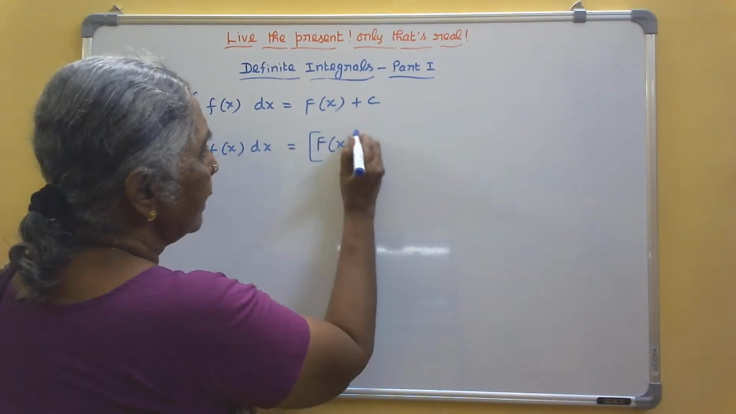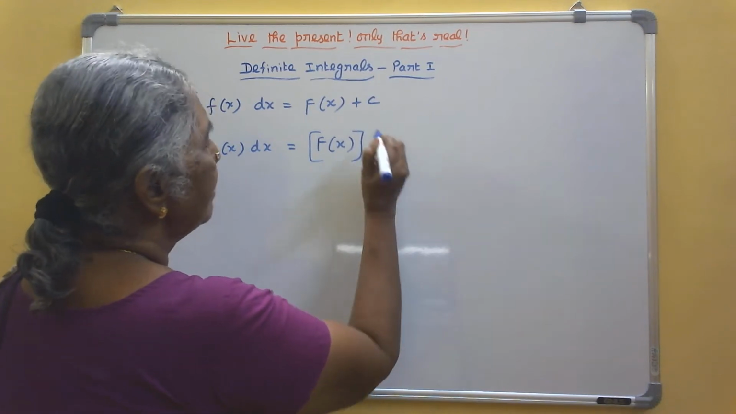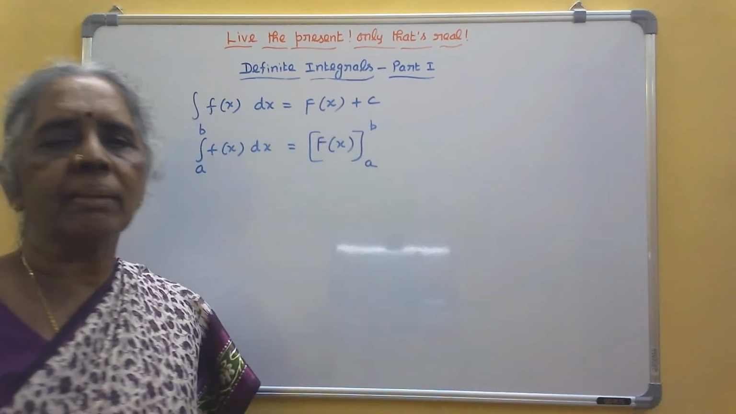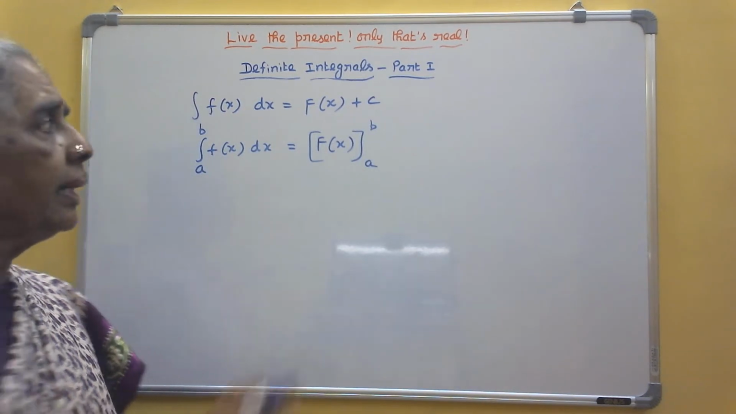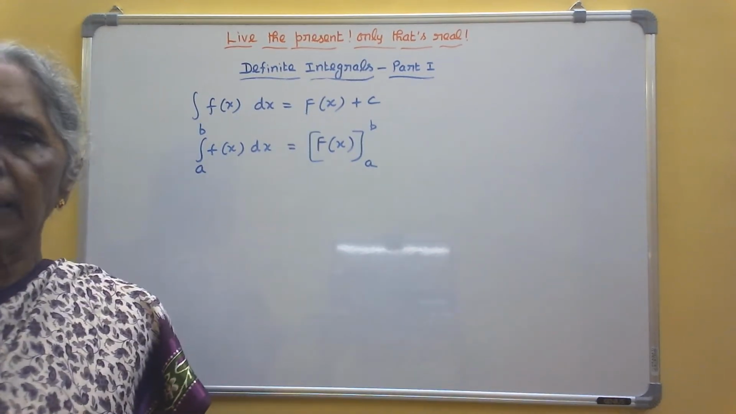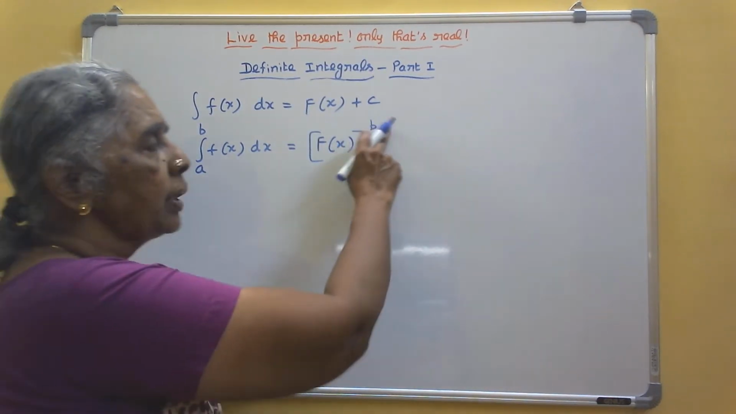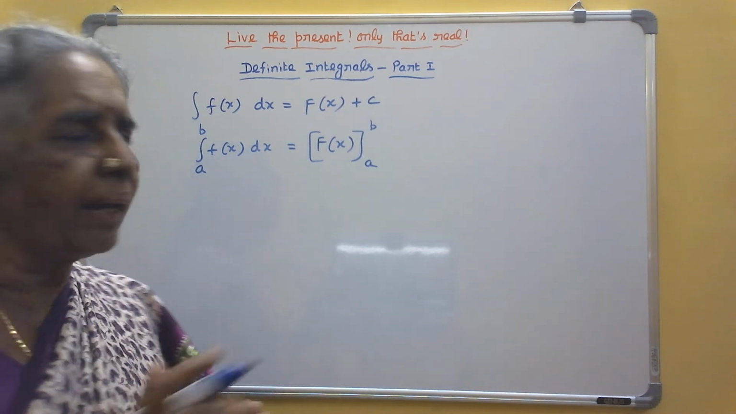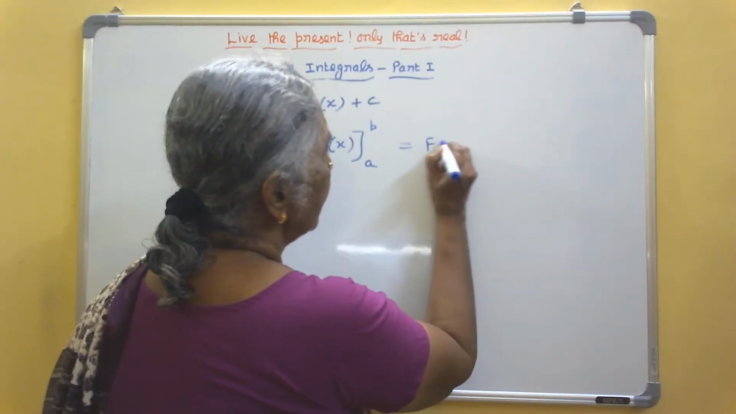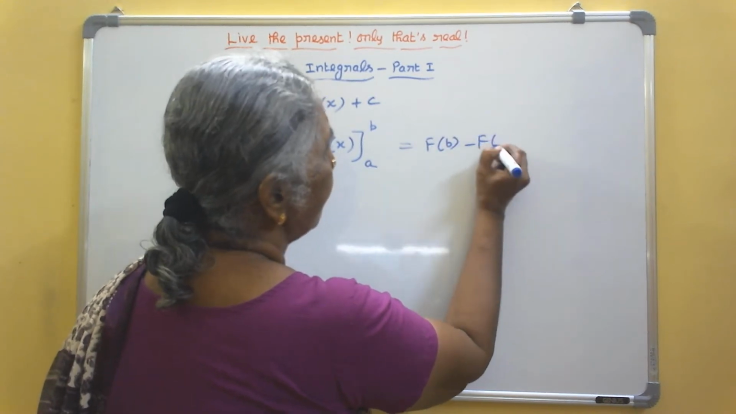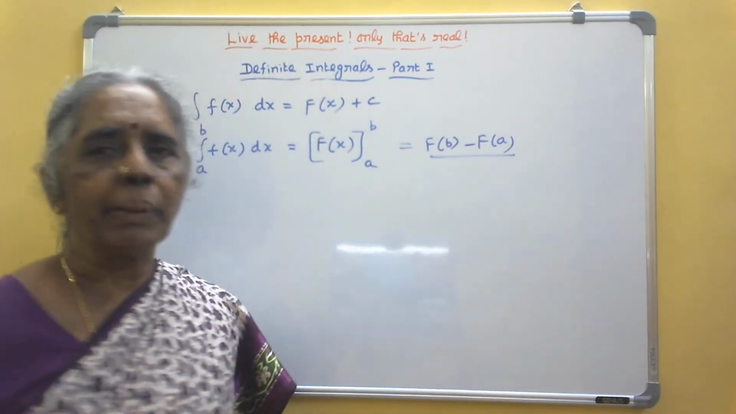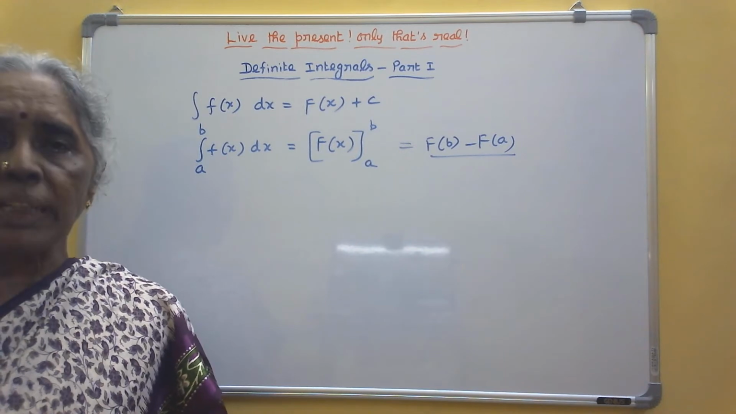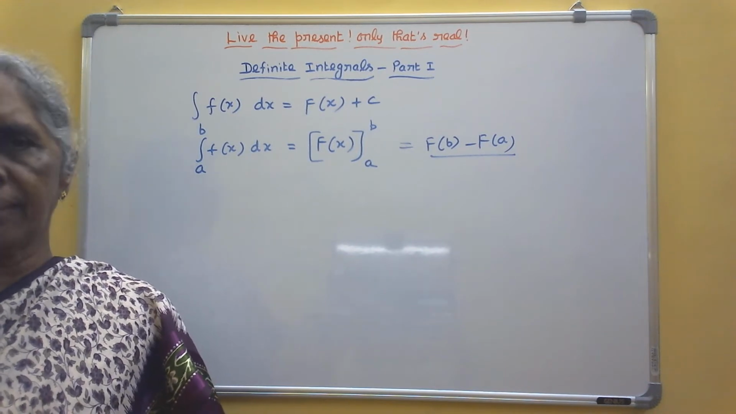You will put a bracket, write the lower limit here, write the upper limit here. That means in the F of x function, in the place of x, first substitute the upper limit, then minus, then substitute the lower limit a. So you will be getting F of b minus F of a, and that will be a finite answer. So it is called definite integrals.